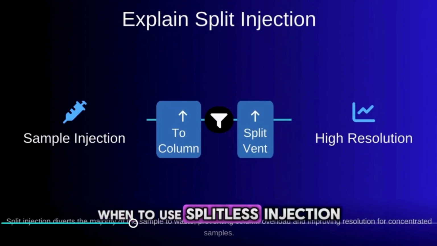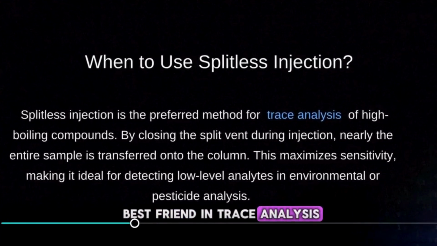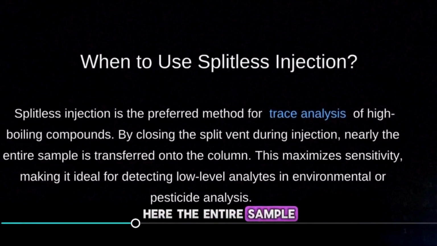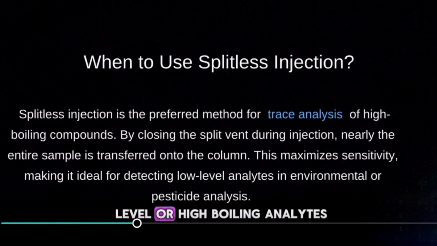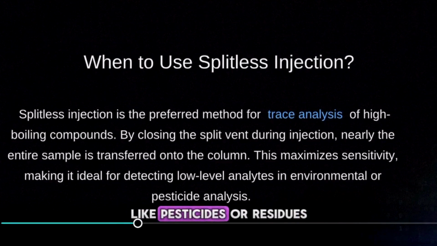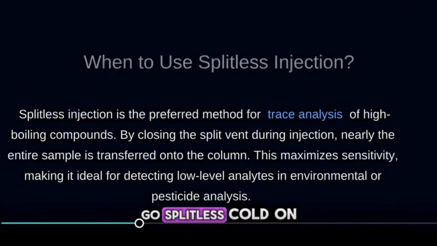When to use splitless injection. Splitless injection is your best friend in trace analysis. Here, the entire sample enters the column for maximum sensitivity. It's ideal for low-level or high-boiling analytes like pesticides or residues. When every nanogram counts, go splitless.